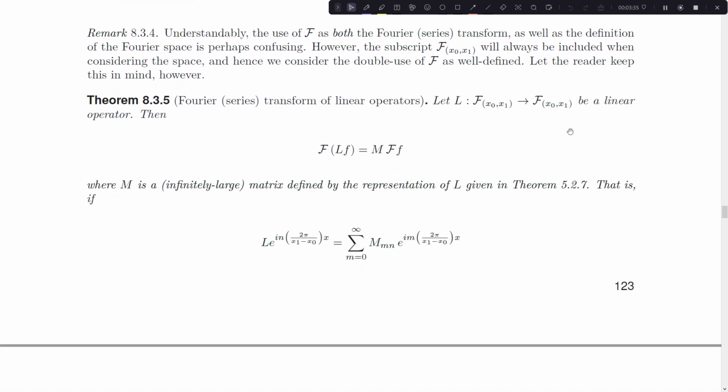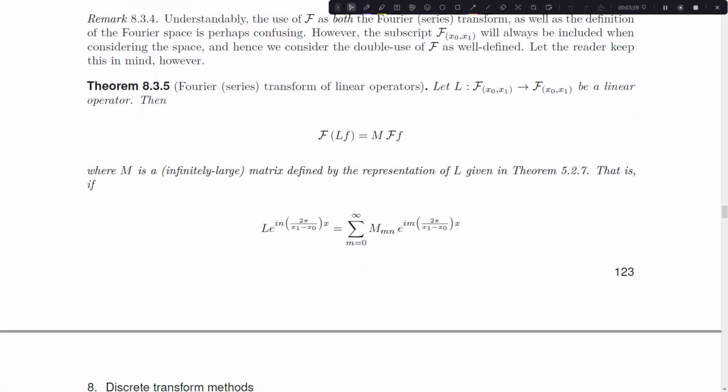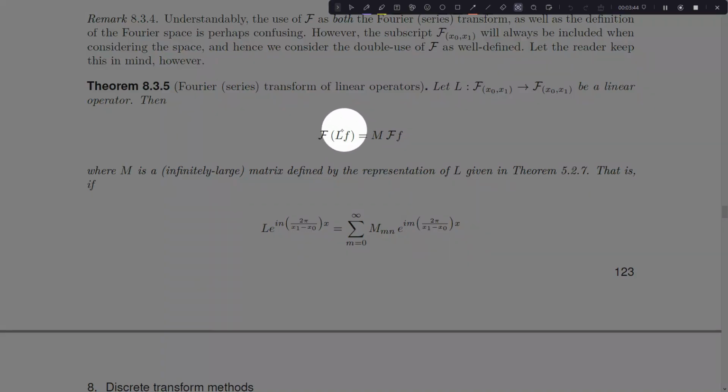So let's look at the theorem. The first theorem is pretty important. It's the Fourier series transform of linear operators. So it's just the same way we were doing before. I can represent any linear operator acting on my function now as a matrix acting on the Fourier vector, however I interpret the Fourier vector.